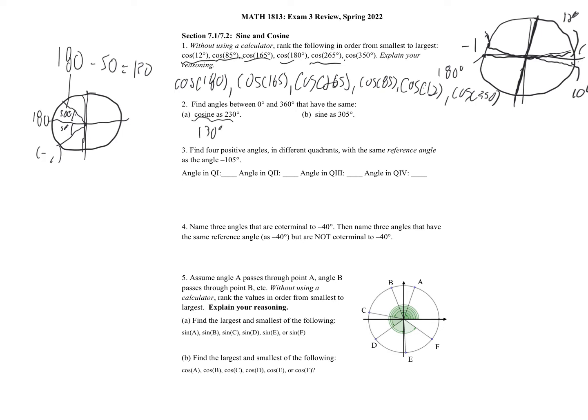And then now go to sine, that's 305. So when you think about that, 305 would be over here, and we know this is angle 360. So we could do 360 minus 305, which would give us an angle of 55 degrees.